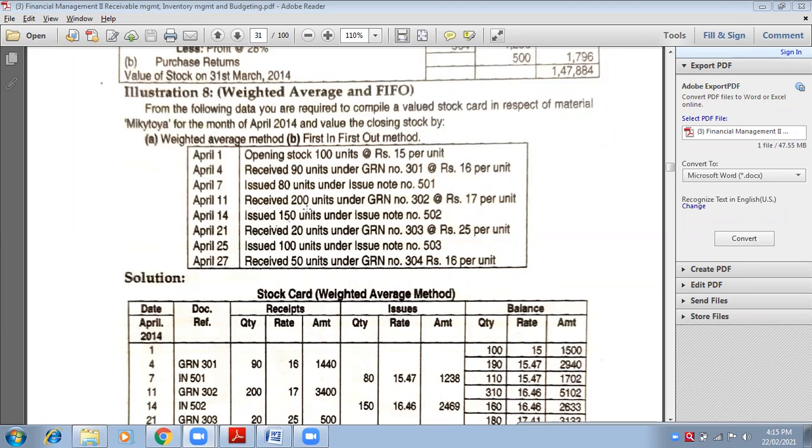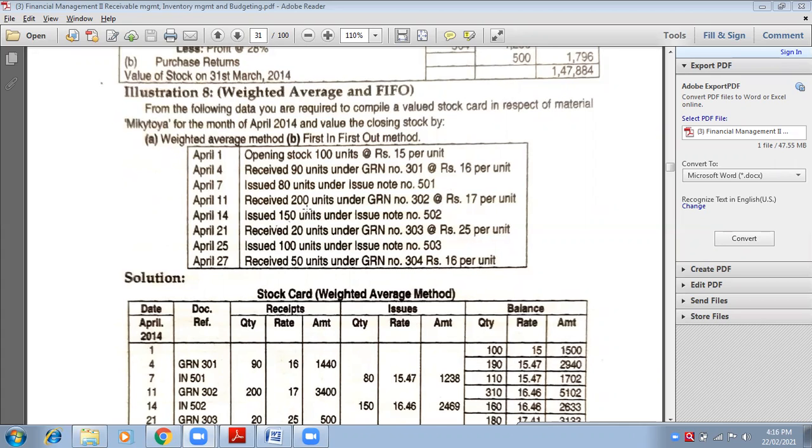Come to the balance column, write down the same. The earlier one has to be copied down first: 20 units, 15 per unit, 300. Next line, 90, 16, 1,440. This has to be brought down first. Always remember. Now, because it is received, you can add on in the balance: 200, 17, 3,400.